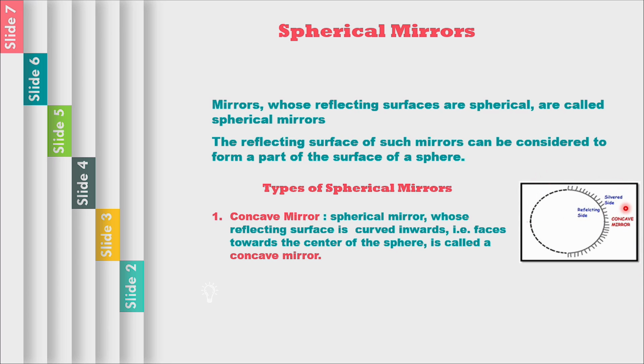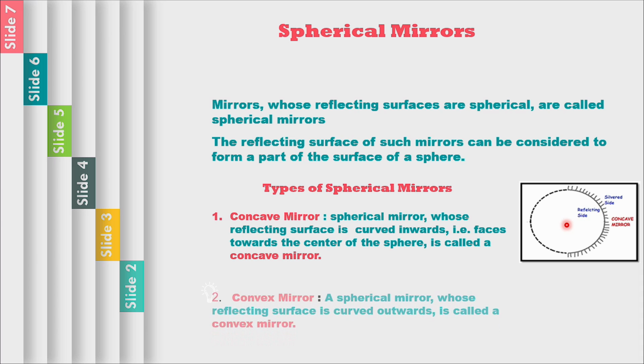So this is the diagram. Here, you can see that the inside is the reflecting side, and the outside is the silhouette side. So here, the reflecting surface is towards the center of the sphere. This dotted line is an imaginary circle drawn with C as the center. C means center of curvature. We can discuss it later on. Now go to the second one.